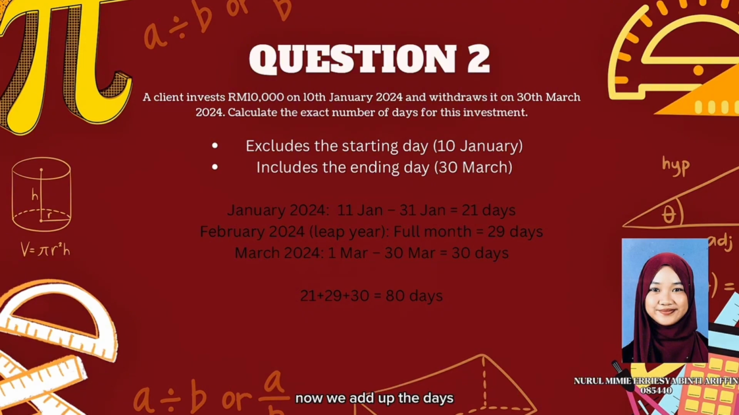Now we add up the days. 21 days from January plus 29 days from February plus 30 days from March. So the exact investment period is 80 days.